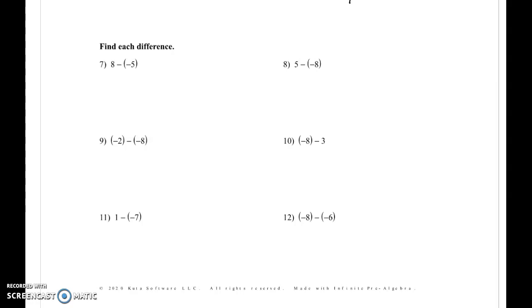With number 7, we have a positive 8 minus a negative 5. Again, reminding you guys that we're trying to do this without a calculator. So a positive 8 minus a negative 5. The process that we want to follow consistently here is that when we are subtracting these different signed numbers, we want to change the subtraction to addition.